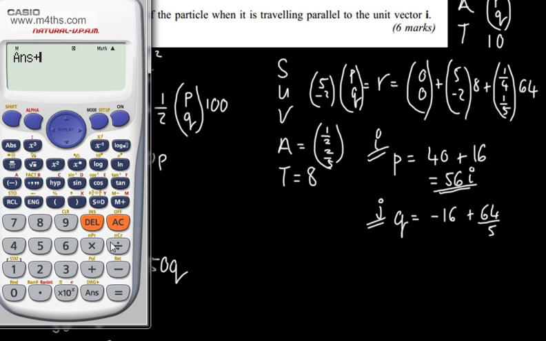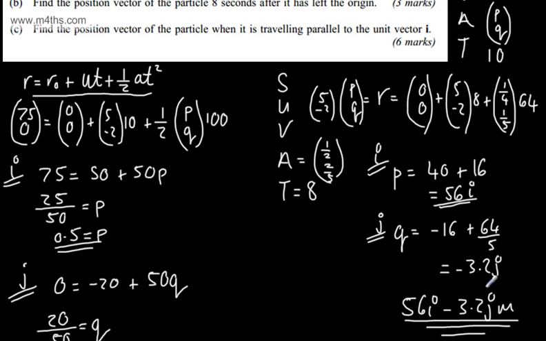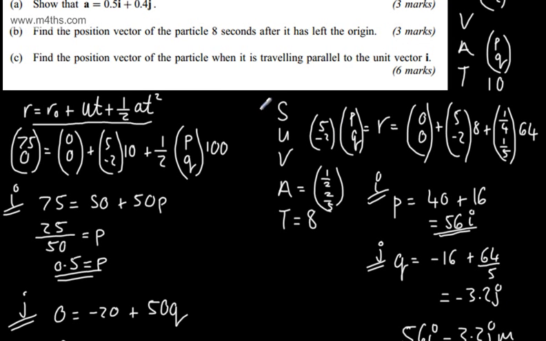And then of course all we need to do is 16 minus the 12.8, and then we will get our value, so negative 3.2, so negative 3.2j. So if we wanted to write this down, we can say now the position is 56i minus 3.2j, and that's going to be meters. I always like to conclude in this form. I think it looks nice, and I've given the correct units.